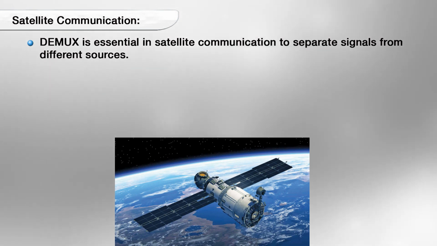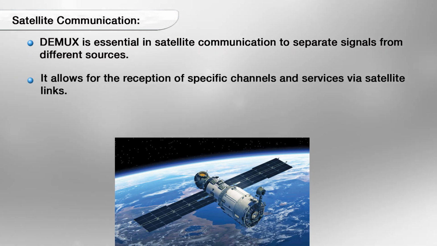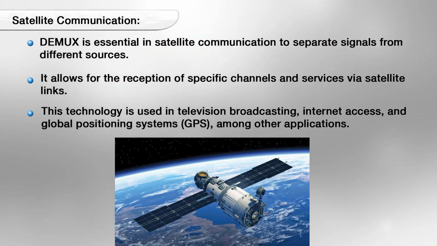Demultiplexer is essential in satellite communication to separate signals from different sources. It allows for the reception of specific channels and services via satellite links. This technology is used in television broadcasting, internet access, global positioning system, that's GPS, and other applications as well.